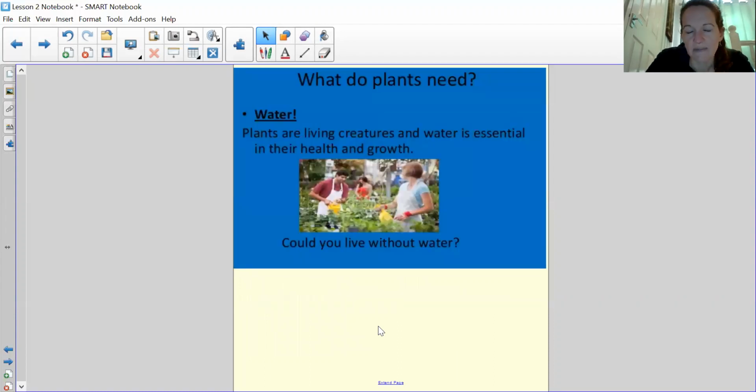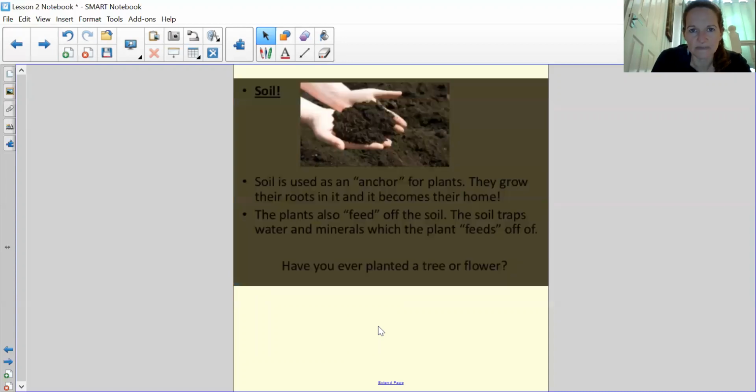So the first thing that a plant needs to grow is water. So plants are living creatures and water is essential in their health and growth. So can we live without water? No, we can't. We need water in order to make our bodies work, in order for us to grow and live as well. So plants also need water. And that's why at school we have the watering cans to go out and water plants. And sometimes when it rains, we say, oh, well, at least the water is going for the plants. So all plants need water.